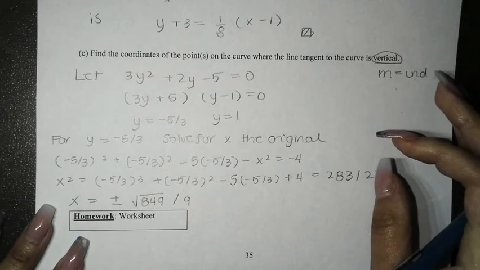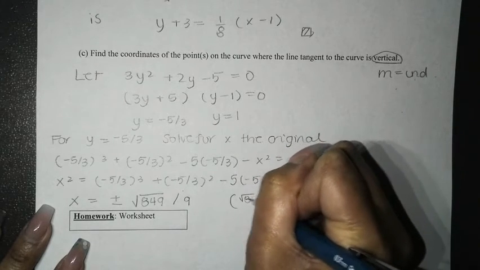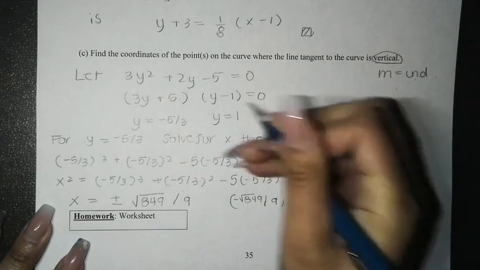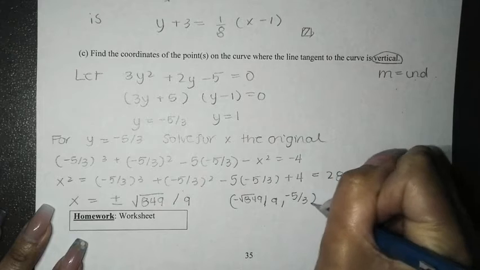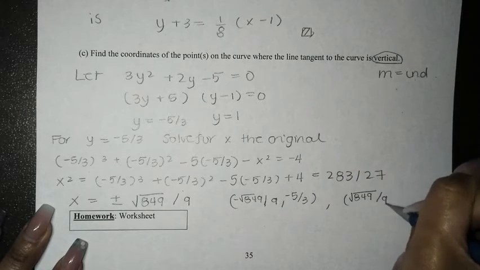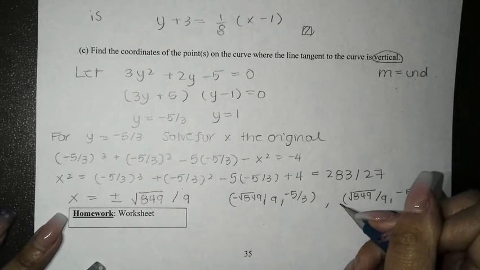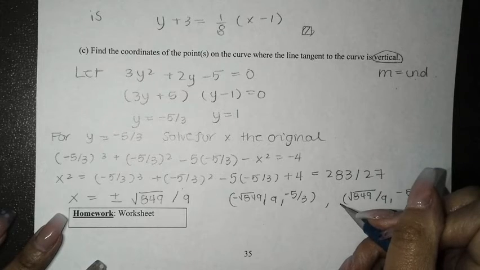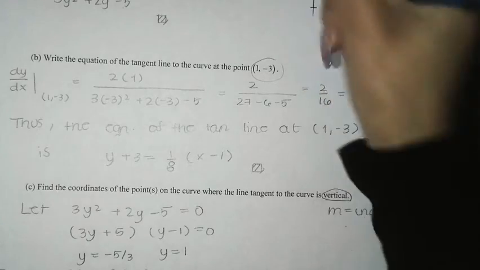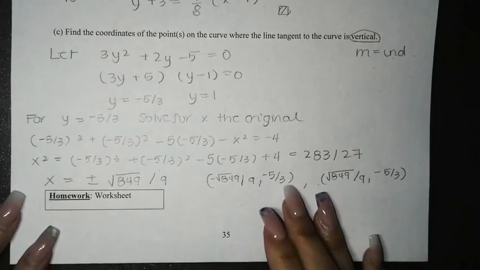So you have 2 points from this equation. The first point is negative root 849 over 9, comma, negative 5/3. The second point is the positive version of that: root 849 over 9, negative 5/3. We already found 2 points. If you see, we found this one and this one. So now we need to find the other two.